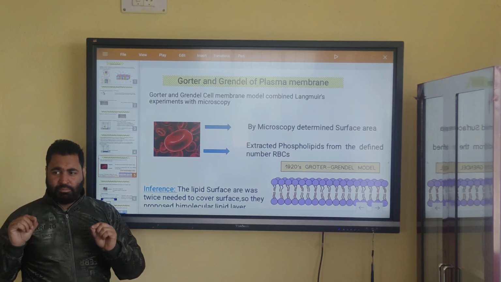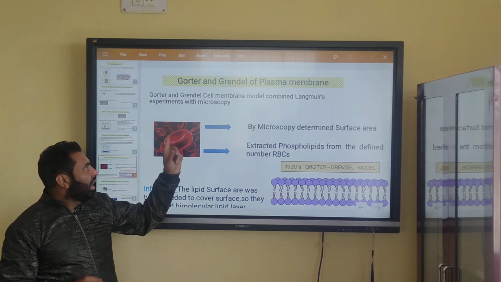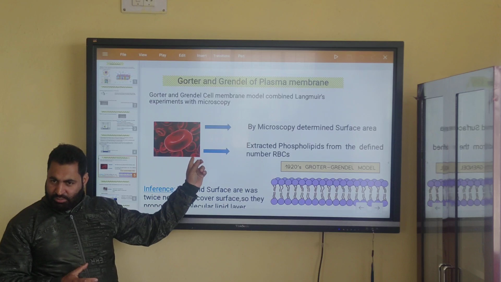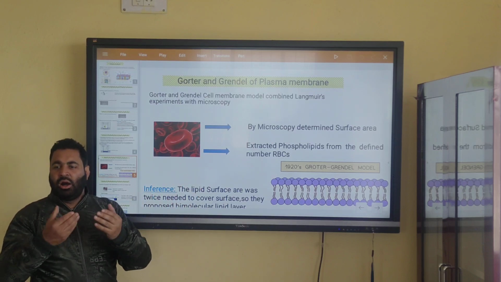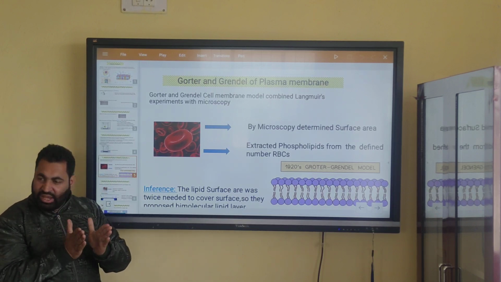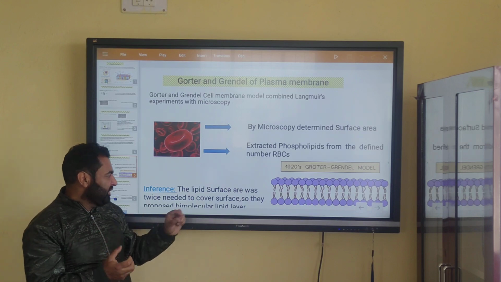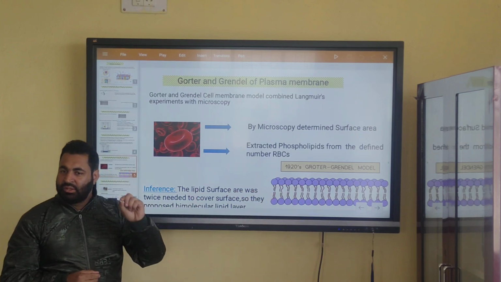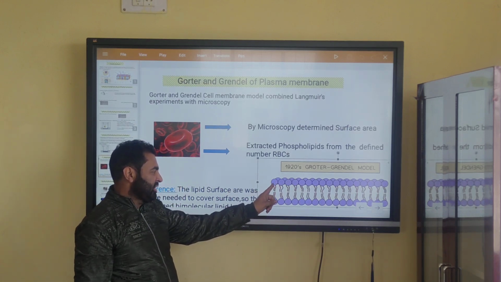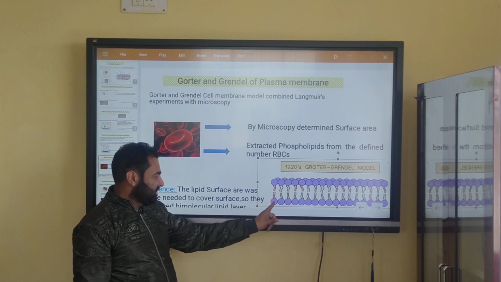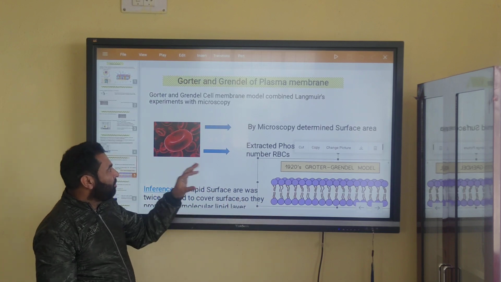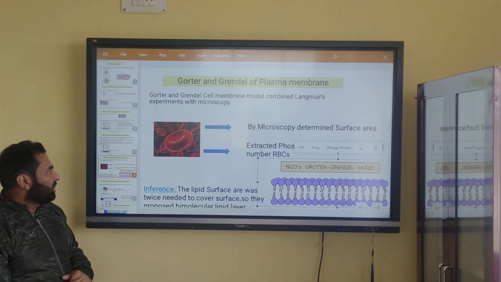Earlier experiments proposed that a lipid layer is there. Now Gorter and Grendel based their observations on RBCs, the surface area and how much lipid they could extract. The lipids that were extracted were twice the surface area. So they postulated that a lipid bilayer-like structure should be this plasma membrane. You can say this is a phospholipid. It has a phosphate group and two fatty acid chains. Similarly, this molecule is also a phospholipid with two fatty acid chains. They are facing each other. So the bimolecular model was proposed by Gorter and Grendel.